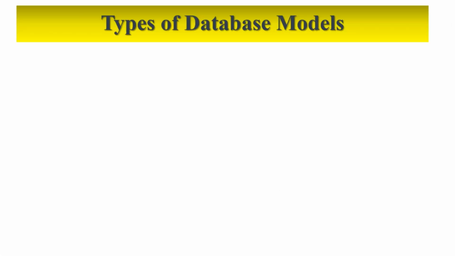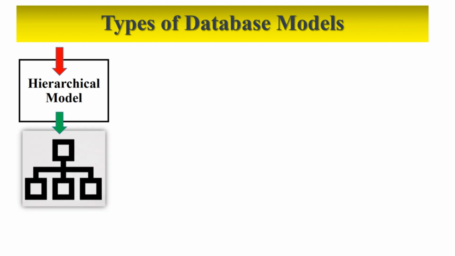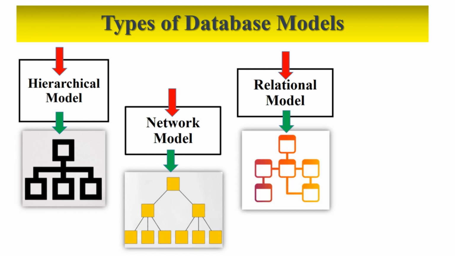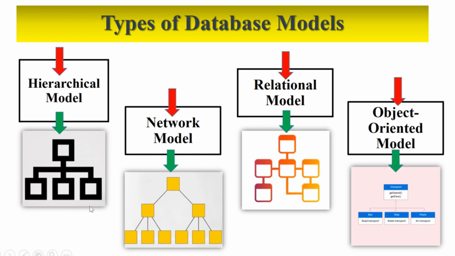Let's go over the four most common types of database models. The first is the hierarchical model. Second is the network model. The third is the relational model. And the fourth is the object-oriented model. Let's discuss these models in detail.